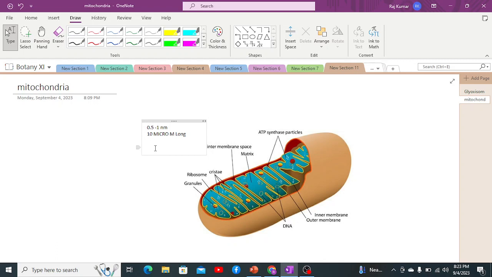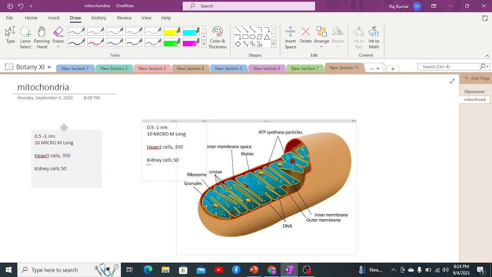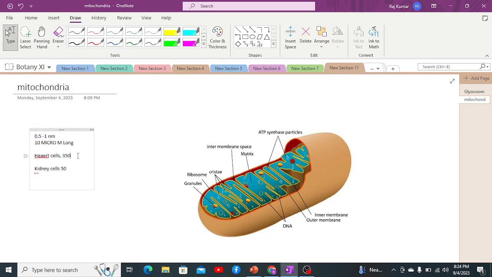Now, there can be multiple units of mitochondria within the cell, depending upon the metabolic requirement of the cell. For example, in heart cells there are 350 mitochondria as compared to kidney cells, which have less, around 50. So why is mitochondria more in heart cells? Because in heart cells there's continuous contraction and relaxation, which is an active process, and that active process requires energy, which is created in mitochondria.